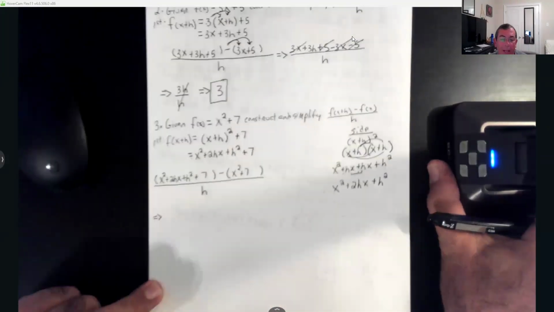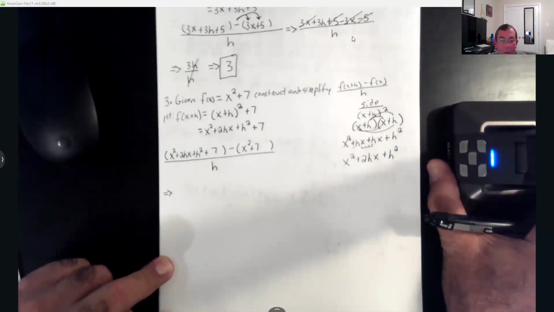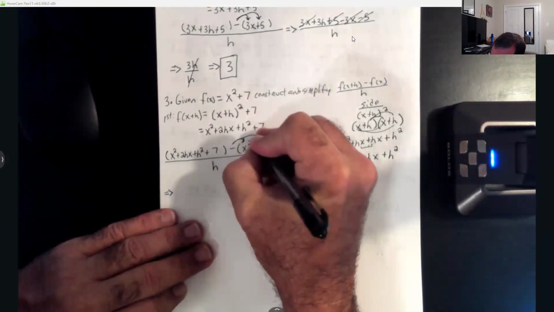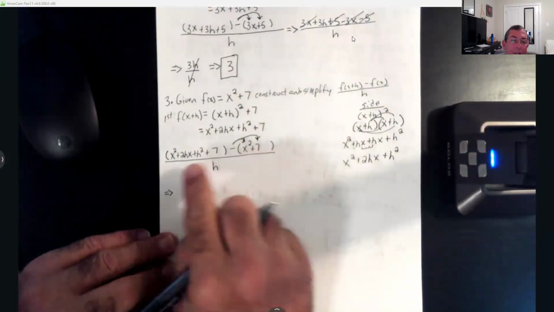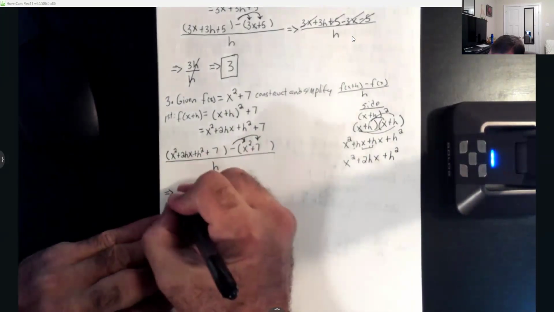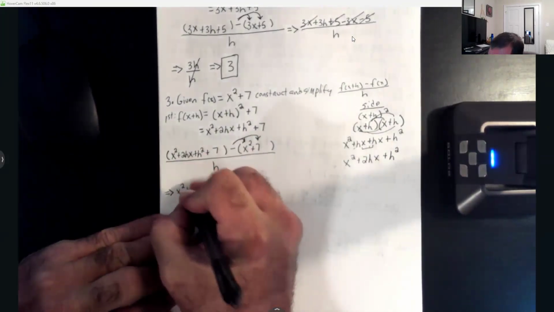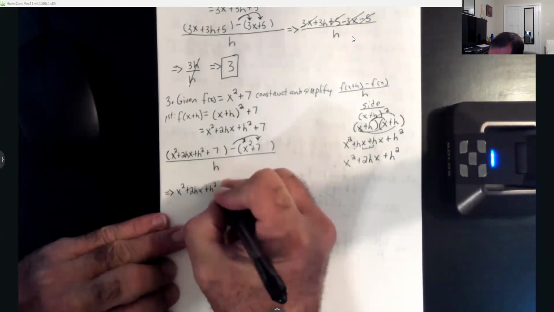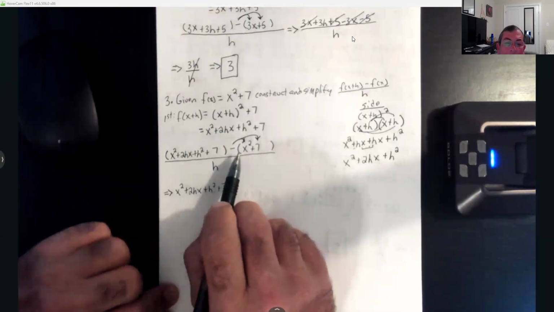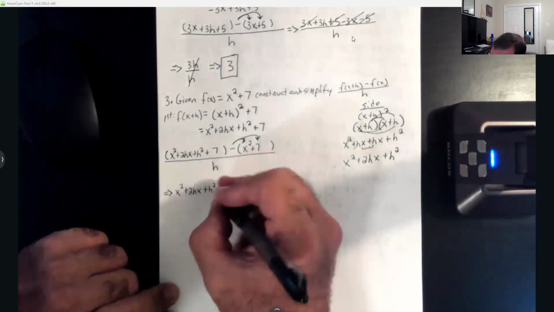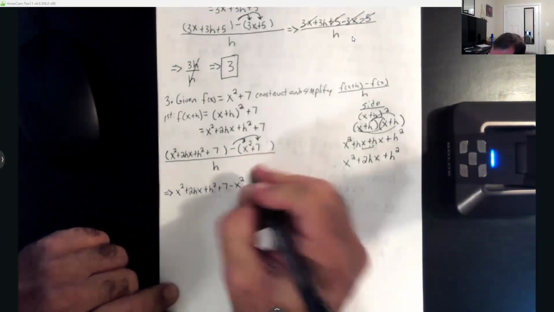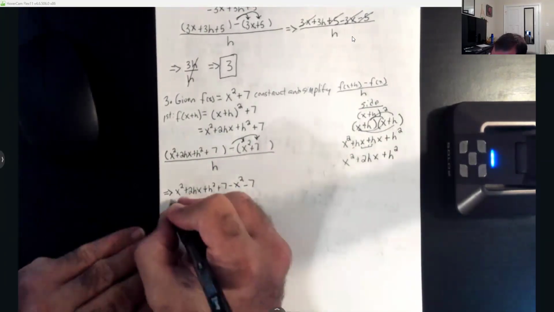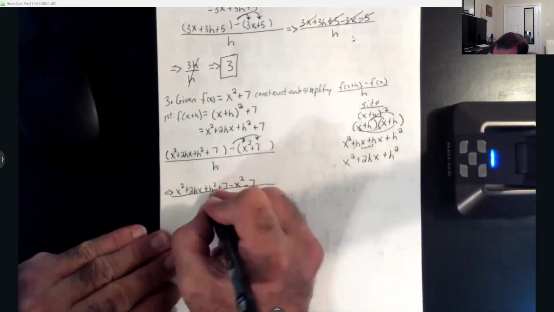All right, y'all, so if y'all remember, next, I'm going to drop my parentheses and distribute my subtraction. So bring down the first, x squared plus 2hx plus h squared plus 7. All right, here's a negative times a positive, makes that a negative x squared. Negative times a positive makes that a negative 7 all over my h.